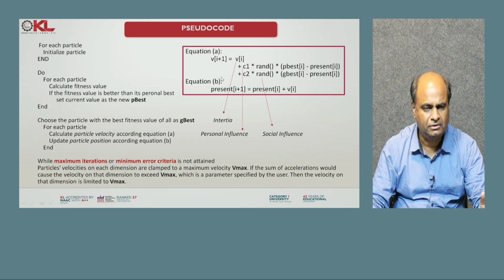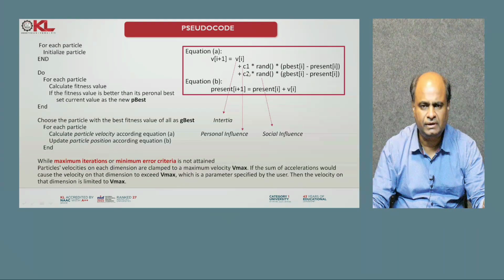The pseudocode of the PSO algorithm is: for each particle, initialize the particle. Do: for each particle, calculate the fitness value. If the fitness value is better than its personal best, set the current value as the new p best. End. So this loop will continue to get the p best. Next, choose the particle with the best fitness value of all as g best. So initially like that, all the best values are g best. For each particle, calculate the particle velocity according to equation A, update the particle position according to equation B, and it will continue.